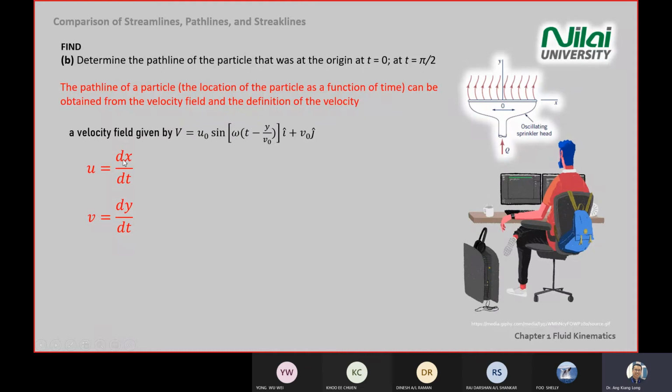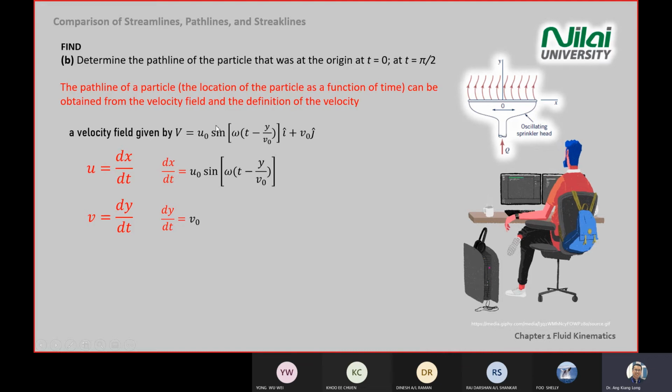So u equal to dx over dt means that what changes in the x direction, how much you have moved, divided by time, you get the velocity or the speed moving along the x-axis. Same with the y. Of course, in vector form, we use v equal to dy over dt. So by having this, you can continue with the equation that's shown on the screen here. So you know that your u in the velocity field equation is u naught sine something. Your v equal to v naught.